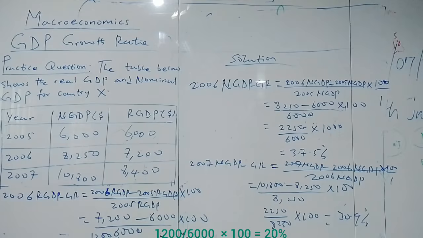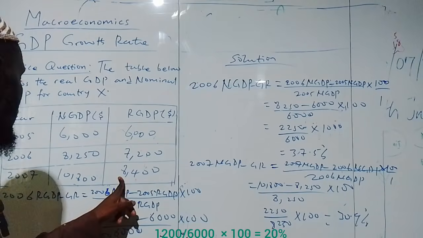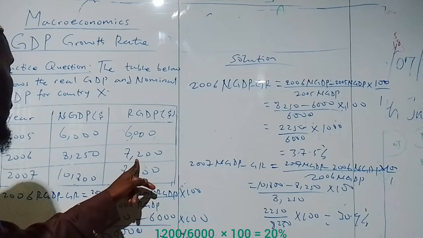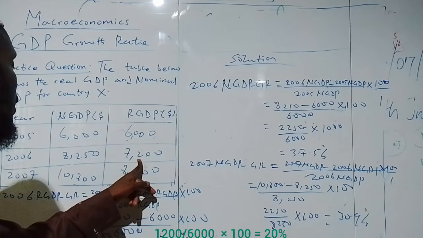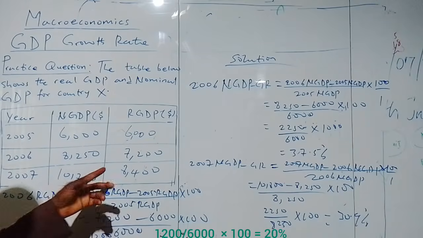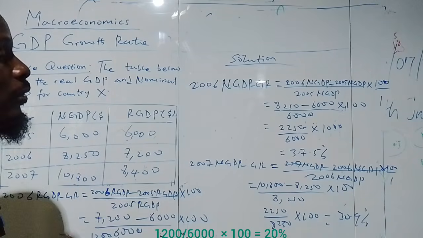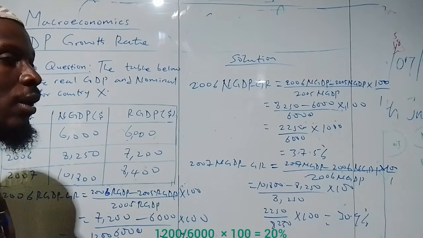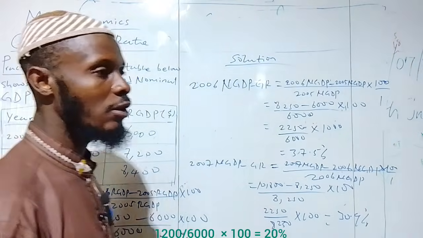You can also compute for 2007, that is the growth rate of real GDP in 2007. How do you do that? It's going to be real GDP 2007 minus real GDP in 2006, divided by real GDP 2006, multiplied by 100. So you can try that on your own and drop your answer in the comment section.